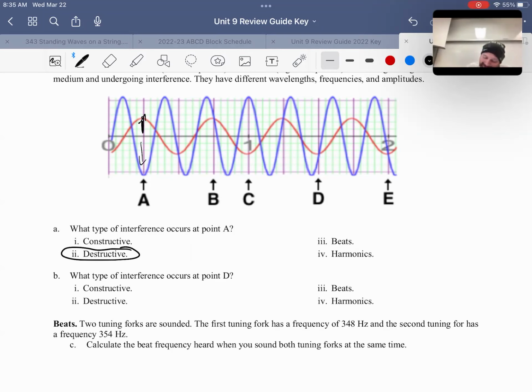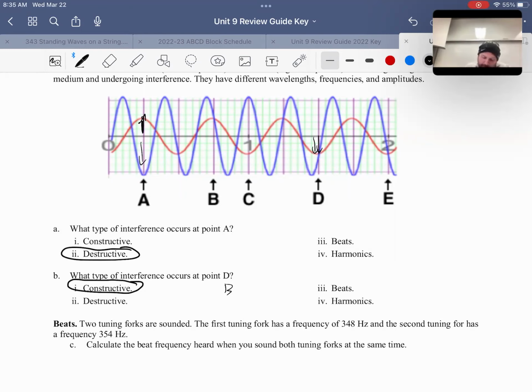At point D, I see the blue one is down and I also see the red one is down. So since they're both down, that's going to be constructive interference. It's a little confusing, like, well, that's downwards. That doesn't matter which way they are, up or down. If they're in the same direction, they are contributing to each other's energy and they will make a larger combined energy from that.